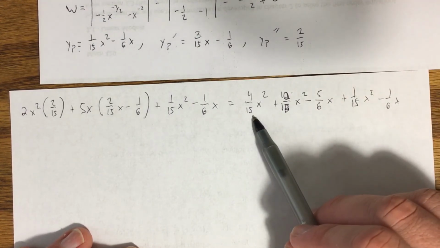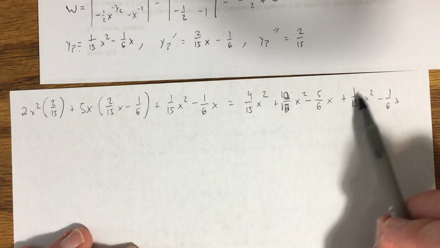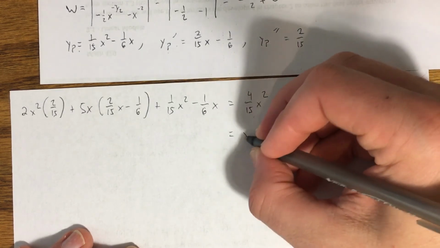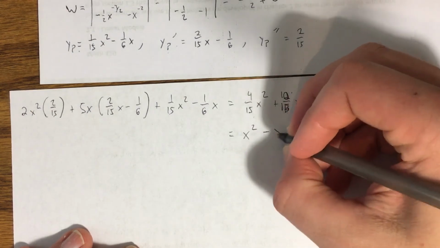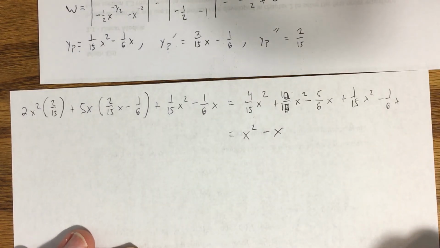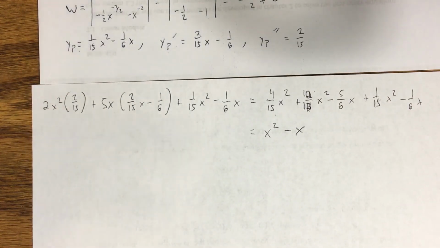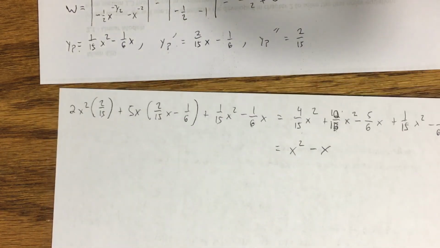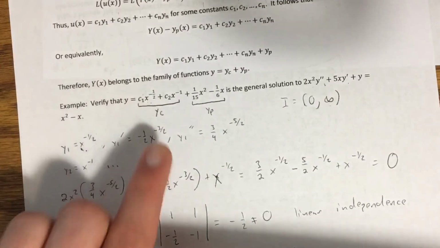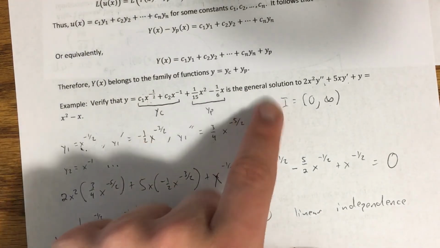Okay, looking at my x squared terms, 4/15 plus 10/15, that's 14/15, plus 1/15, that's 15/15, which is 1 x squared. And then I have negative 5/6 x and a negative 1/6 x. That does come out to just x. Okay? So that shows that this is a particular solution to that non-homogeneous equation. And those two facts together show what we wanted to show. It showed that this thing right here is the general solution to the non-homogeneous DE that we're given right there. Okay?